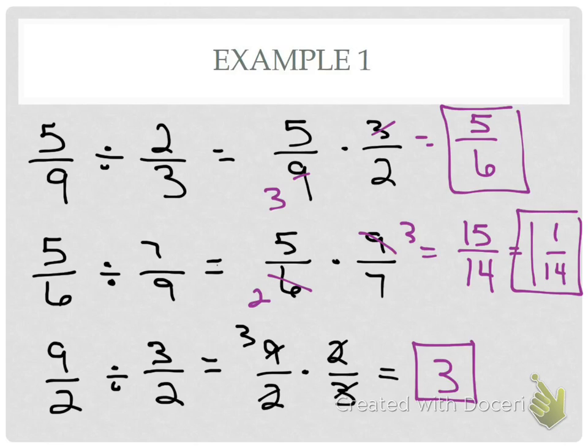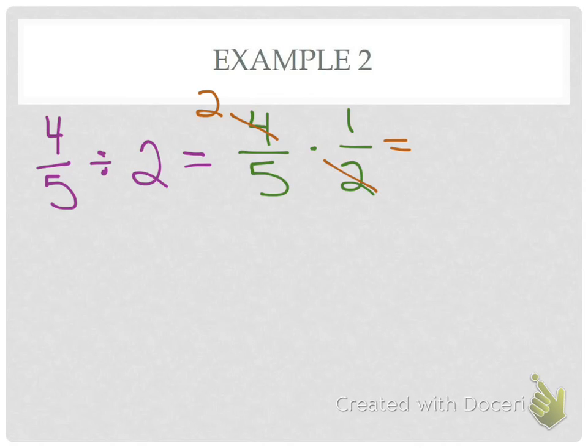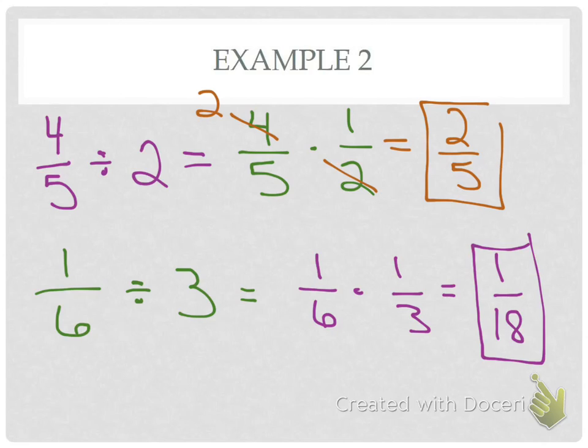Now in example 2, I'm looking at dividing when I have whole numbers. I have 4/5 divided by 2. Well, we just said that a whole number is automatically over 1. So if I'm multiplying by the reciprocal, what would I be multiplying by? 1/2. Now can I cross-reduce? And I get 2/5. All right, go ahead and solve this one. 1/6 divided by 3. All right, because 1/6 times 1/3 is 1/18. Very good. All right, so not too painful so far.